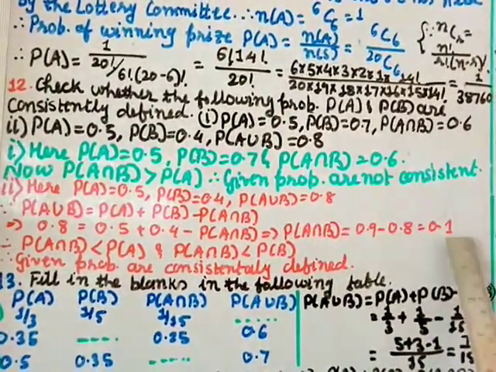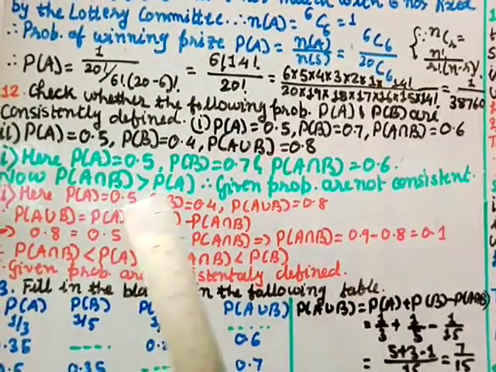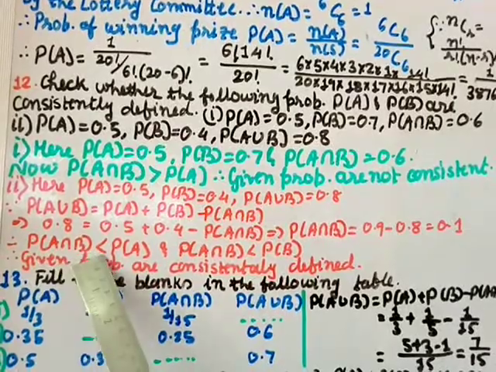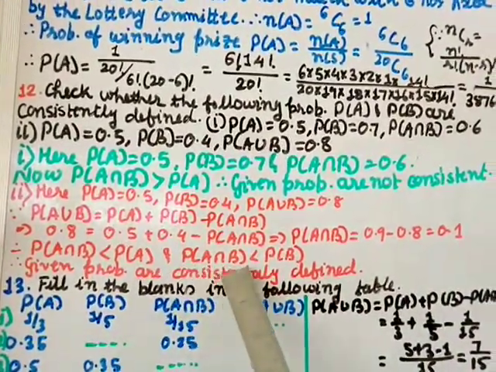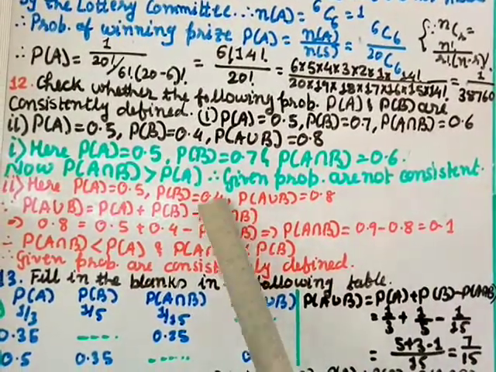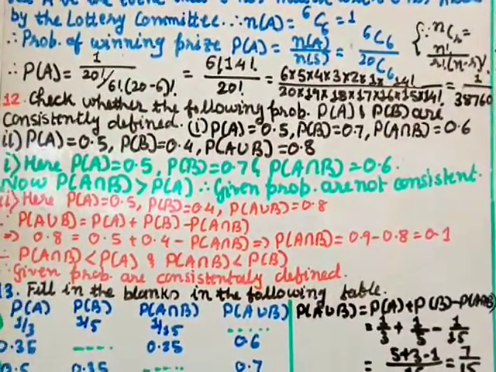Now we can see this 0.1, that is P(A intersection B), is less than 0.5 and 0.4. Therefore it is consistently defined. So you can write here, P(A intersection B) is less than P(A), 0.1 is less than 0.5, right? And P(A intersection B) is less than P(B), that is 0.1 less than 0.4. That means the given probabilities are consistently defined.